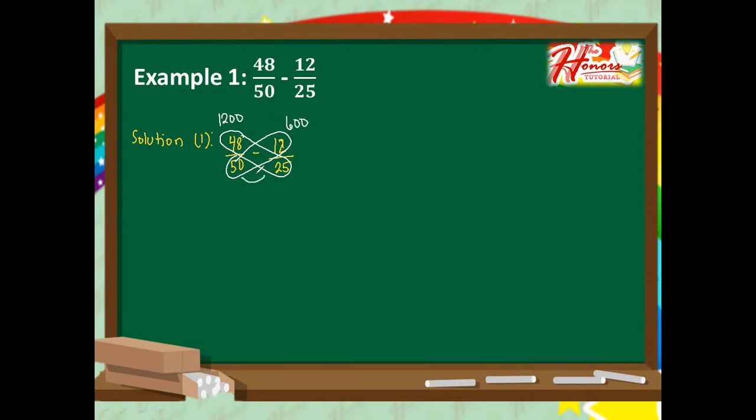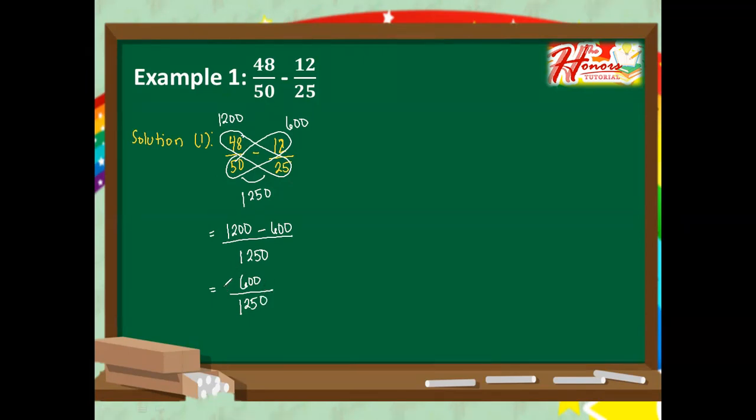Multiply 50 and 25, and that is 1,250. And then after that, you have to subtract 1,200 minus 600, and then just copy the denominator, and that is 1,250. So 1,200 minus 600, that is 600 here, over 1,250. And then you have to simplify.